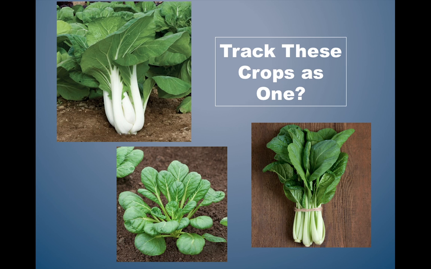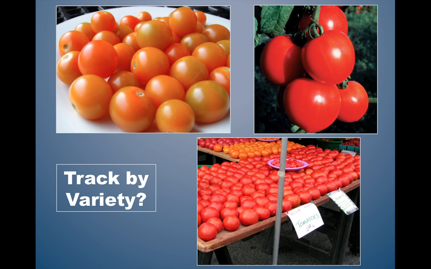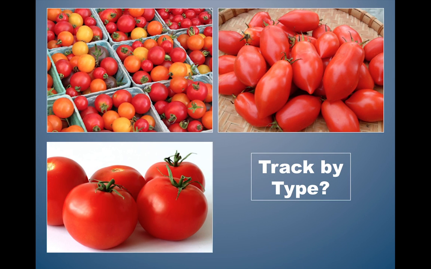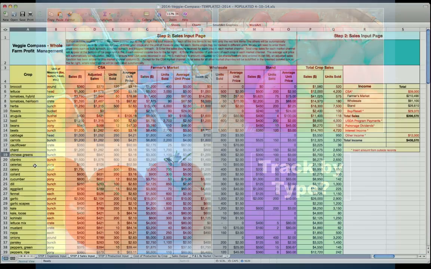You need to decide which crops for your farm business are really the most important to track separately. For example, you could choose to track the cost and sales of individual varieties of tomatoes, such as Sun Golds versus Early Girls versus Celebrities, or to track tomatoes by group, such as cherry tomatoes versus paste tomatoes versus slicers.